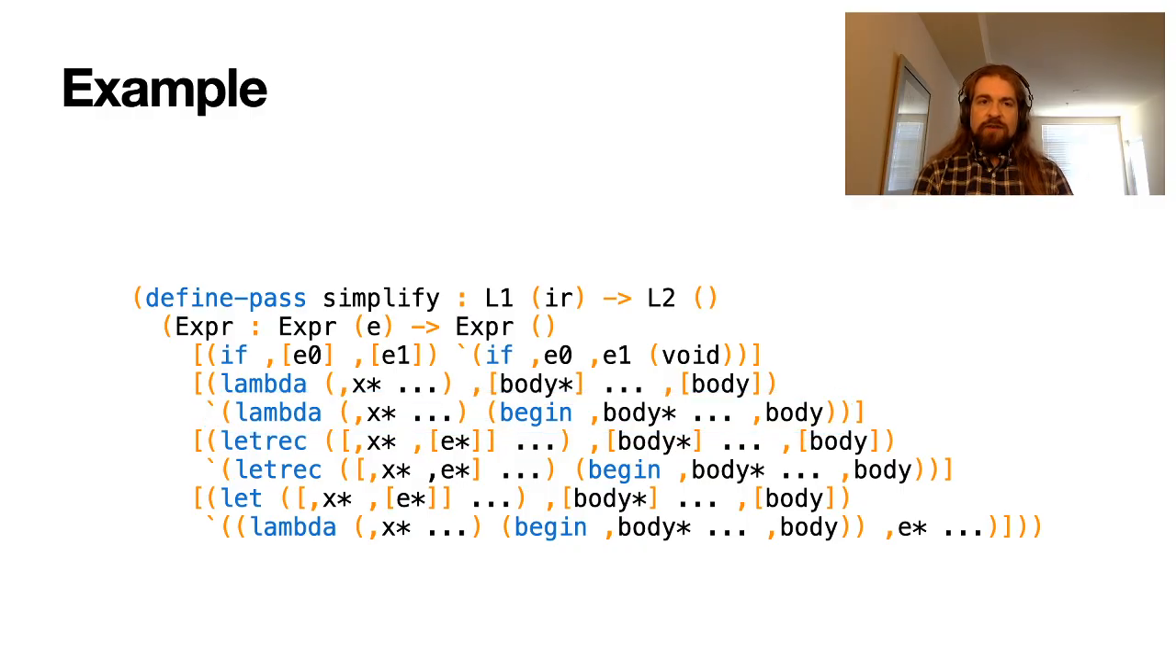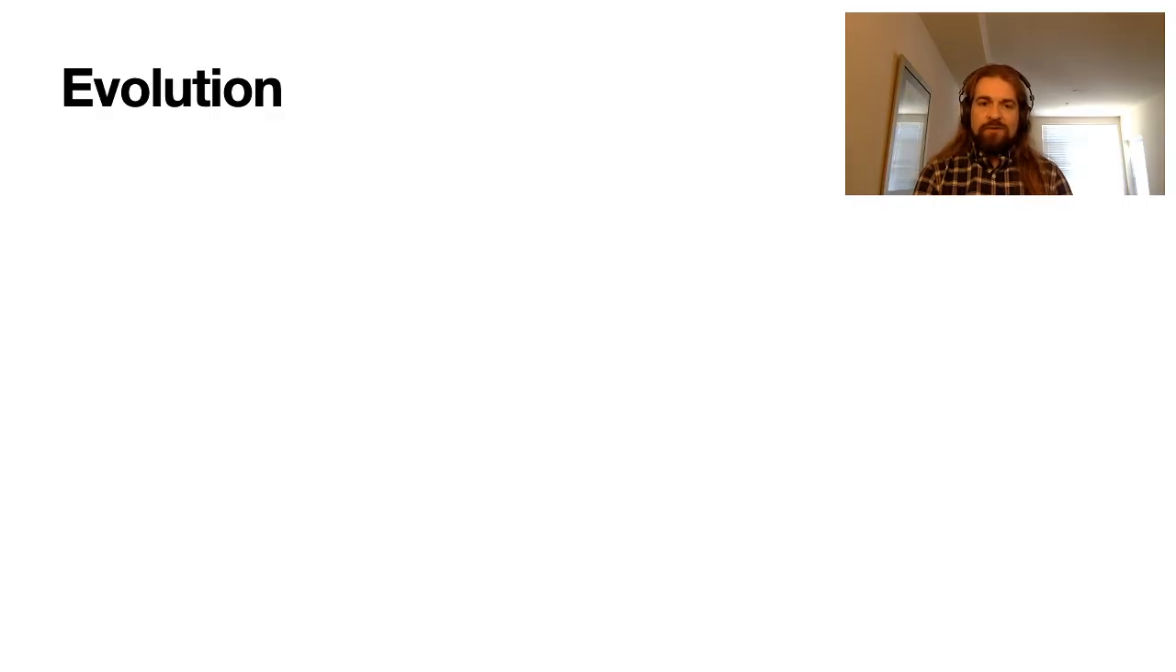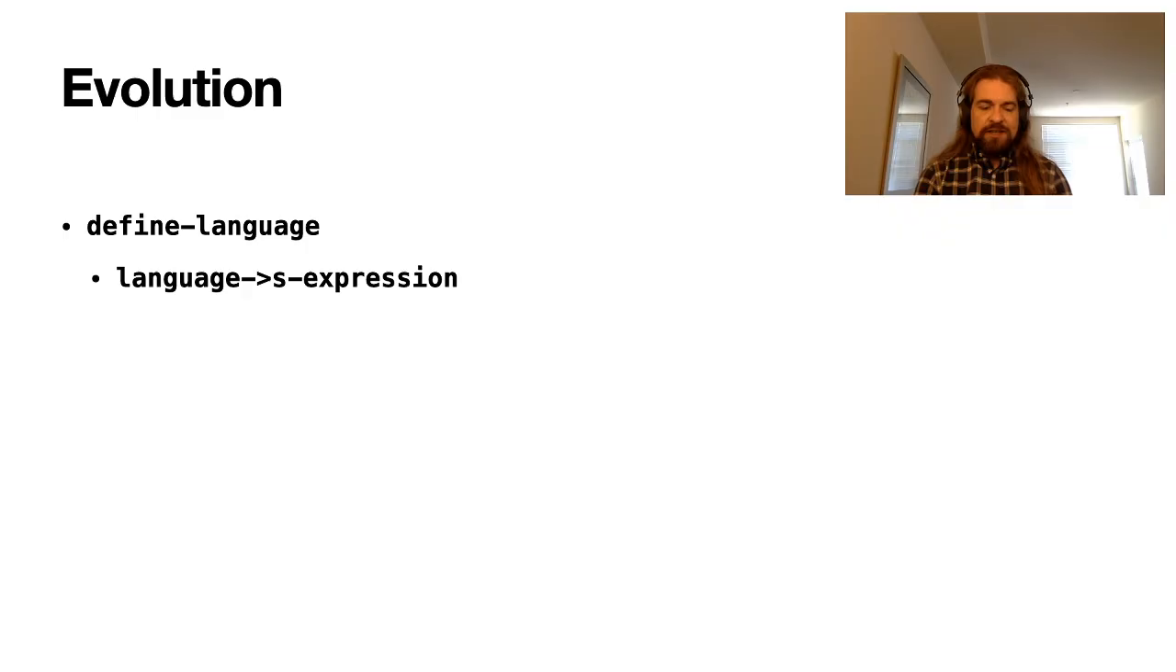So that gives you a brief overview of the Nanopass framework and how it works. As I mentioned, we have two main forms in the language. Define-language is our method for defining languages, but we quickly found we needed to have other things. So language->s-expression allows us to retrieve the full definition for a language. You might wonder why you want this.